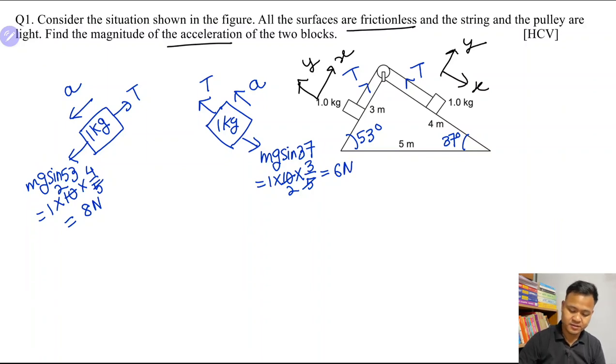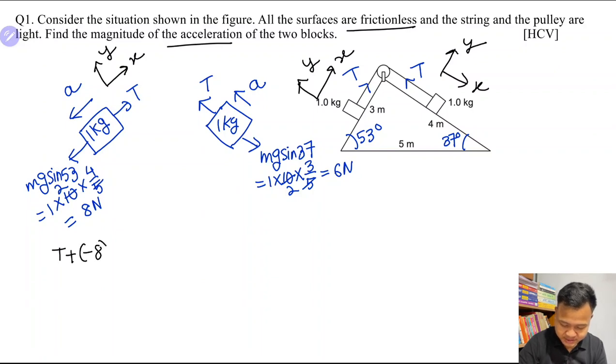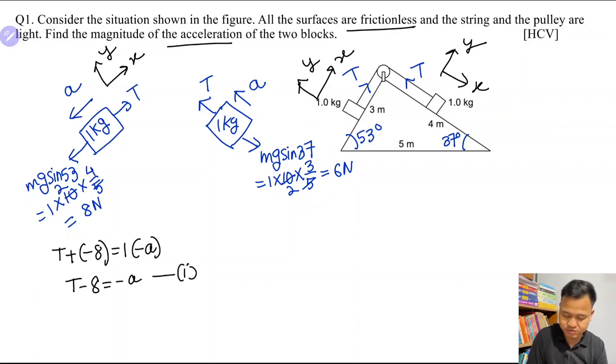Now the force equation for the first block, with the sign convention like this. Taking the direction of acceleration as plus and the opposite as minus, you will have T minus 8 should be equal to 1 kg into minus a. So T minus 8 equals minus a. Let's say this is equation 1.